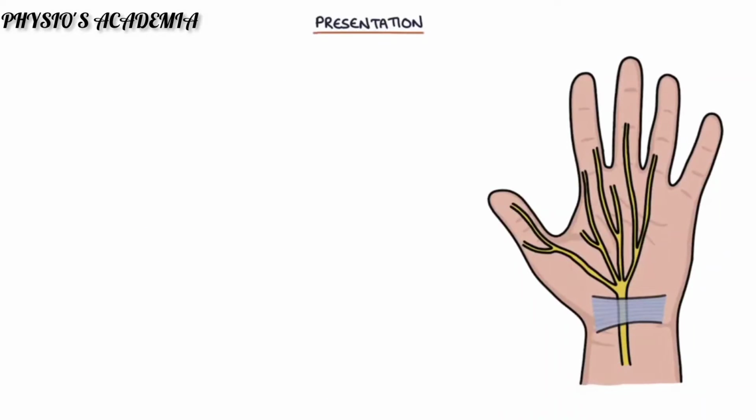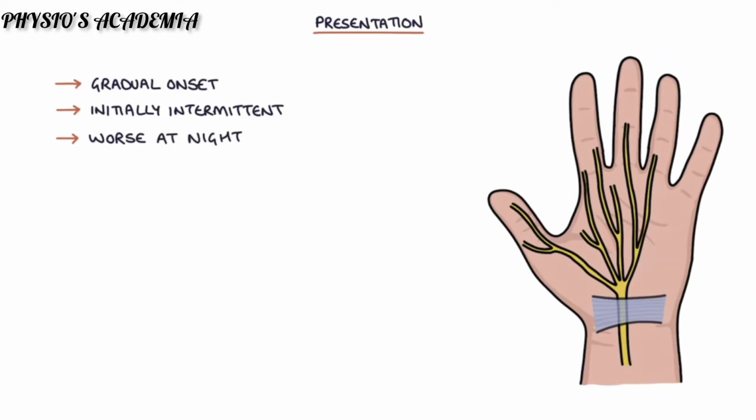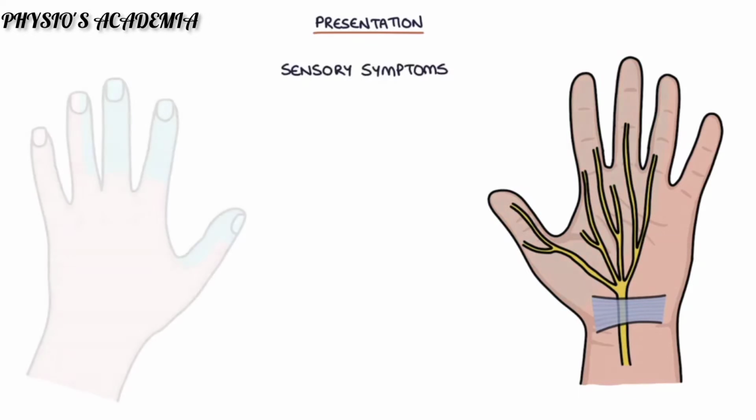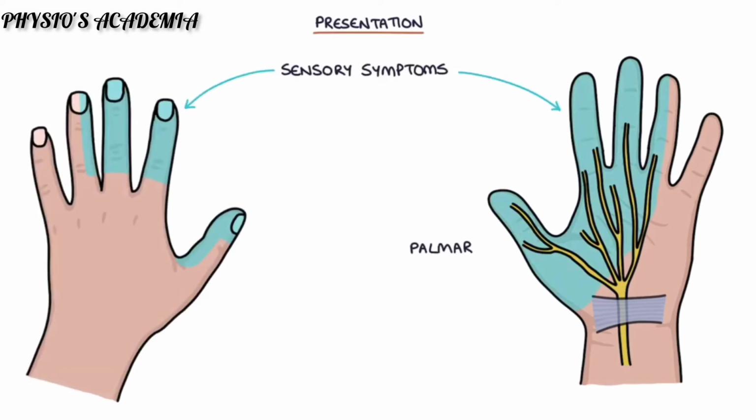So let's talk about the presentation. Carpal tunnel syndrome usually has a gradual onset of symptoms. Initially, the symptoms are intermittent, and often they're worse at night. It causes sensory symptoms in the distribution of the palmar digital cutaneous branch of the median nerve, affecting the palmar aspects and full fingertips of the thumb, index and middle finger, and the lateral half of the ring finger.